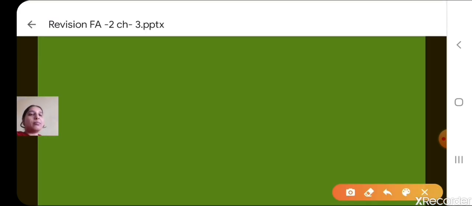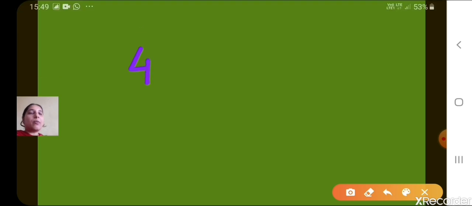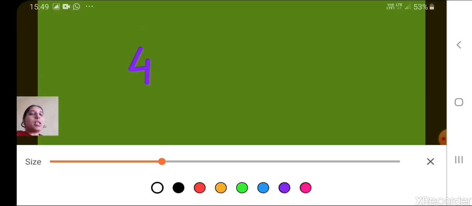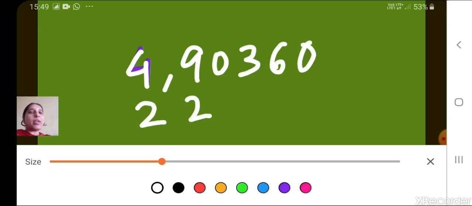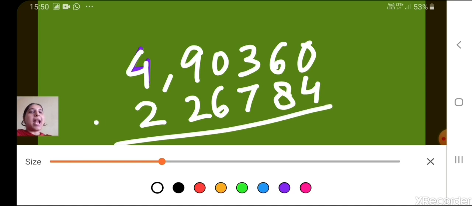Let's add here. So do you remember those numbers? Yes, it was 4,90,360 and the second addend was 2,26,784. So let's add them.